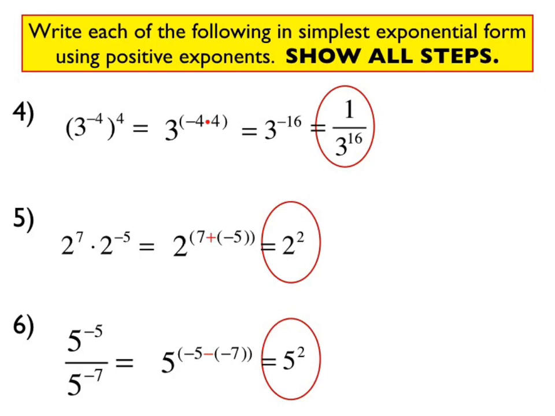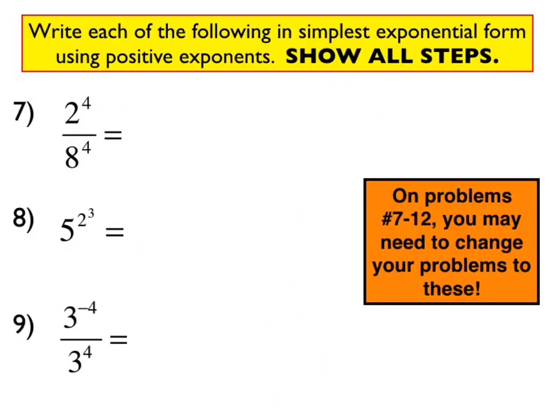Okay, let's go to number 7. Now here's where we start changing some problems. So let's just do these 3, and I think it's number 7 and number 8 that you're going to have to change. So just cross out your number 7 and change it to that. Cross out your number 8 and change it to that. I think your number 9 is the same. And then go ahead and write your answer in simplest exponential form, and I'll get back to you in about a minute.